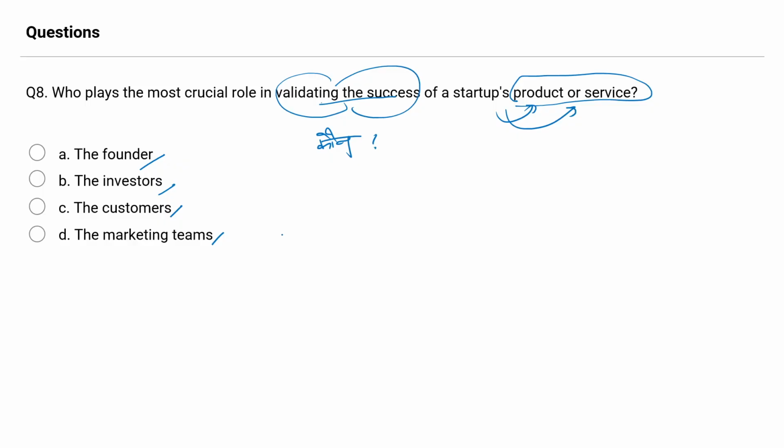Again, a very direct question. The crucial role in validating the success of the startup product or service. Four options we've got: founders who have founded the idea, founded the startup; the investors who have put in the money; the customers who are using the product; and the marketing teams who have created the various marketing channels and reached out to the customers.